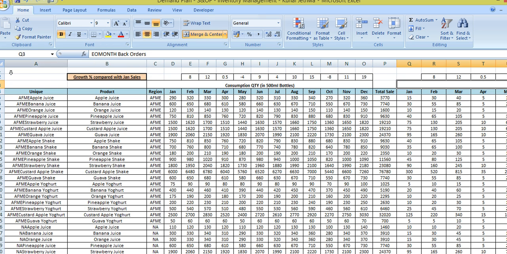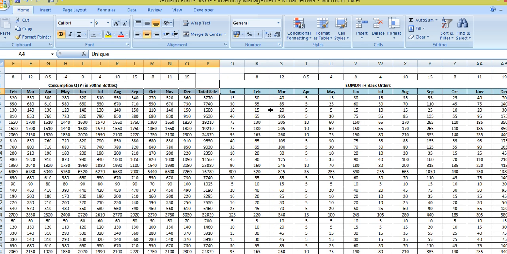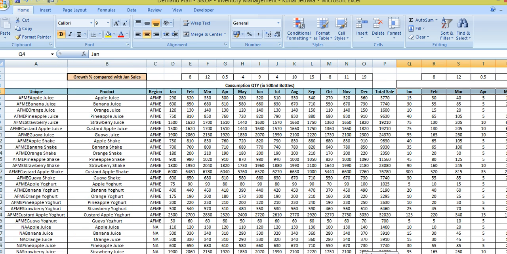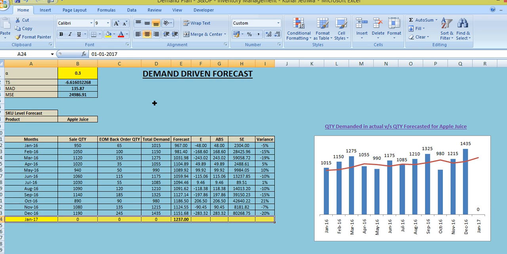And finally, just to touch base, a hypothetical sales data or consumption data has been prepared to support this algorithm, and also the end of the month back orders, which is basically a support to have the demand driven forecast.